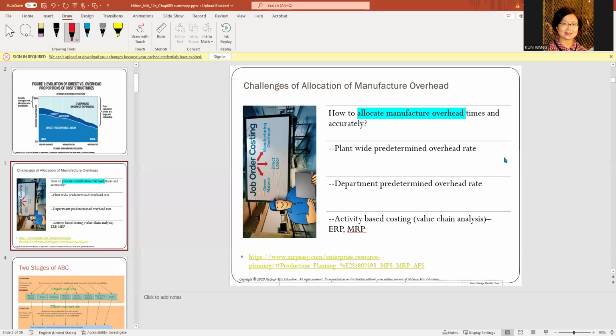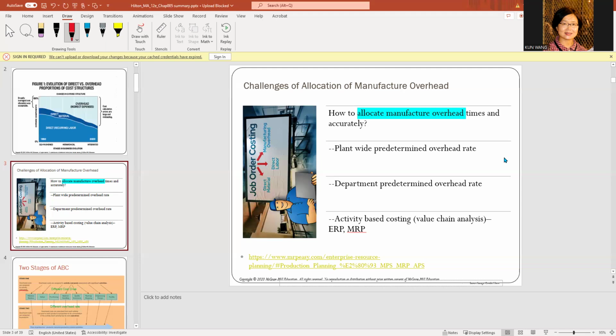So you choose one cost driver, which mostly will be the direct labor hours, direct labor cost, or the machinery hours. So that's a plant-wide rate. That's also how we started to introduce the job order costing system in chapter 3.